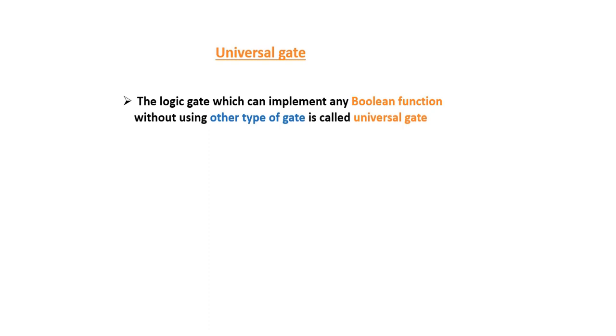First of all, what is a universal gate? It is the logic gate which can implement any Boolean function without using other types of gate. Other type of gate here means that it does not use other basic gates to perform the Boolean functions. Any kind of Boolean function like Boolean multiplication, Boolean addition and Boolean inversion can be performed using only the universal gate. There are two types of universal gates. They are NAND gate and NOR gate.